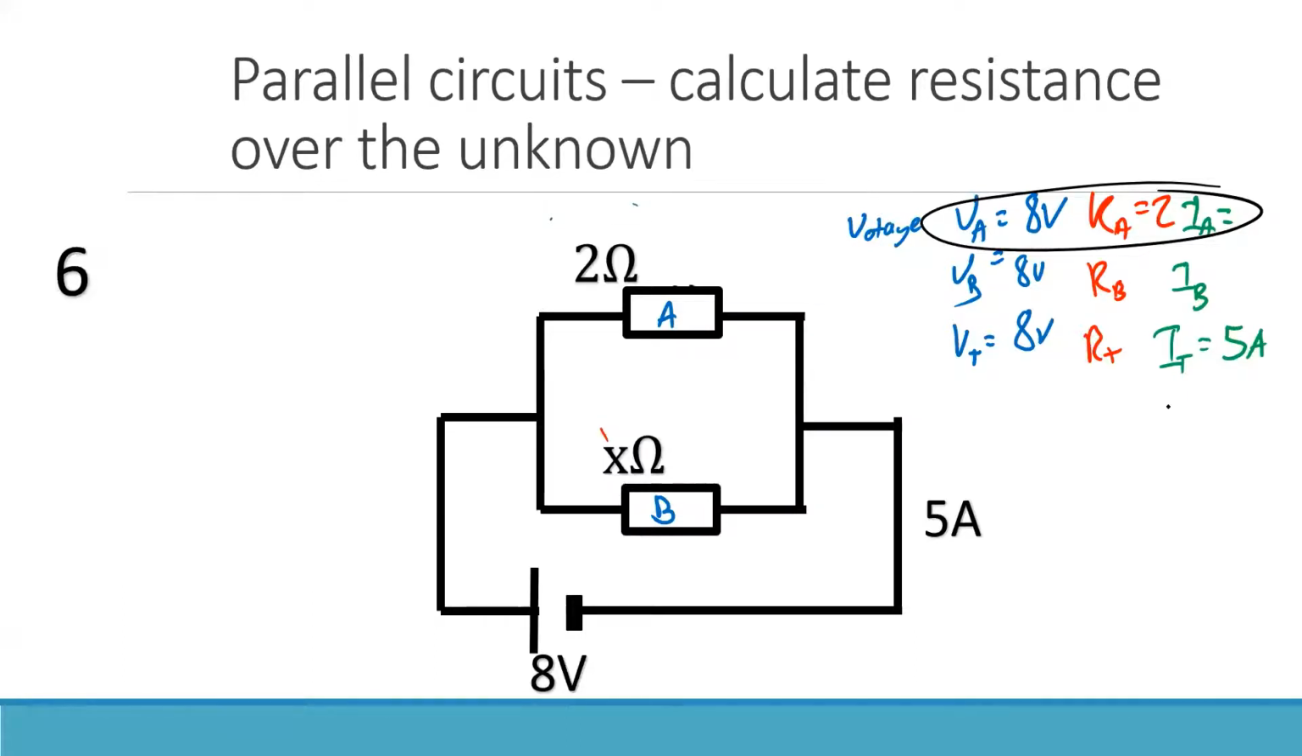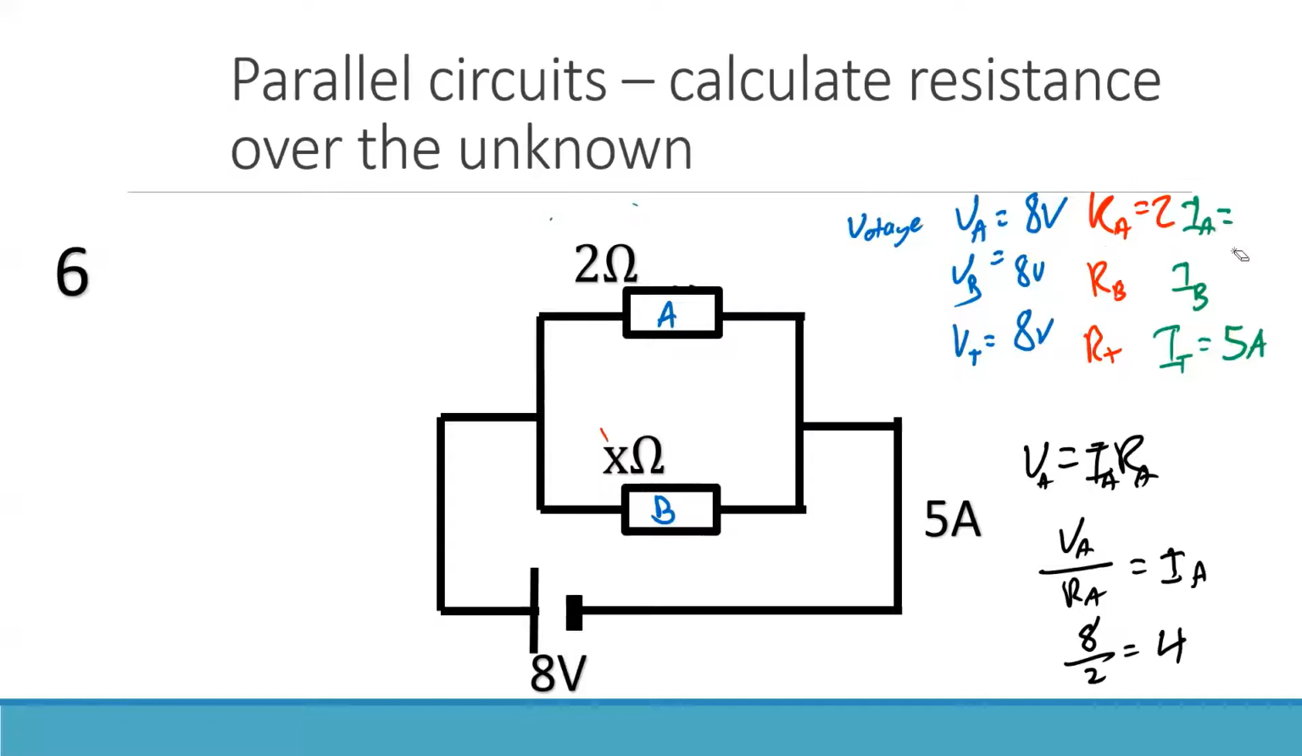So we can calculate IA quite easily by doing V equals IR. We want to know I, so VA divided by RA is going to give us IA. Once we know that VA is 8 and RA is 2, we can work out IA is going to be 4. So that's going to be our answer up here, 4 amps.